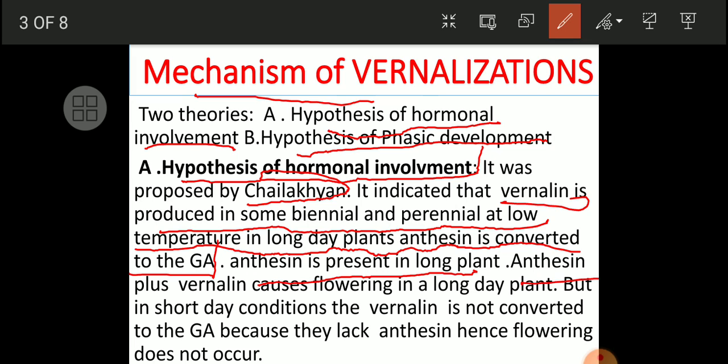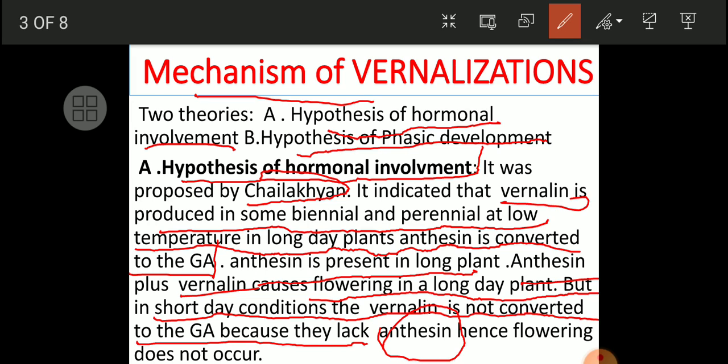Anthesin plus vernalin causes flowering in a long day plant, but in short day conditions, vernalin is not converted because there is a lack of anthesin. Hence, flowering does not occur.